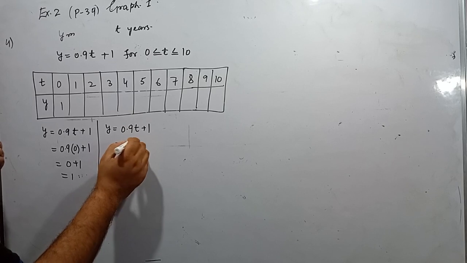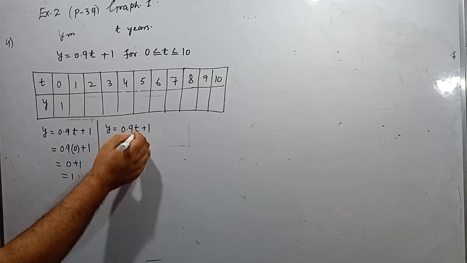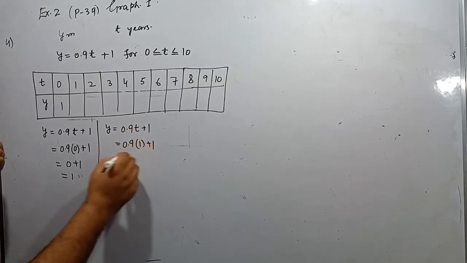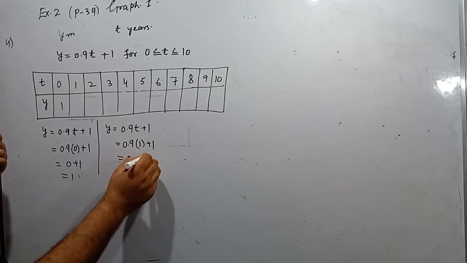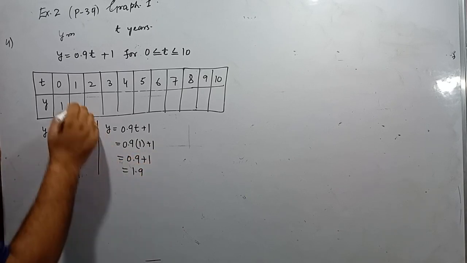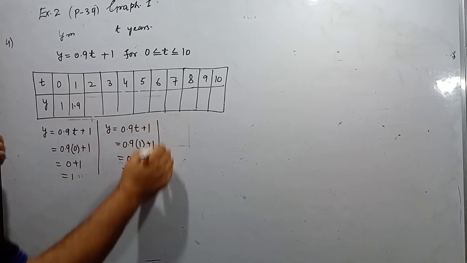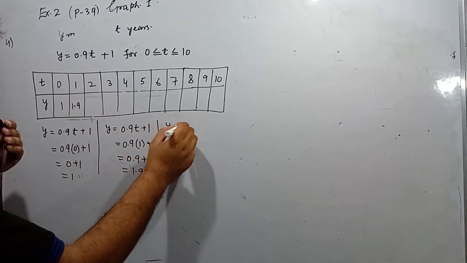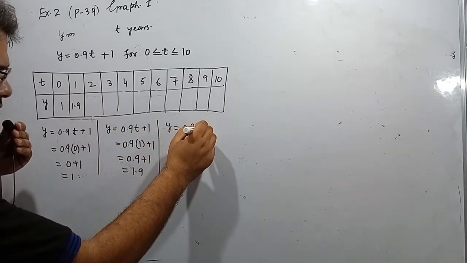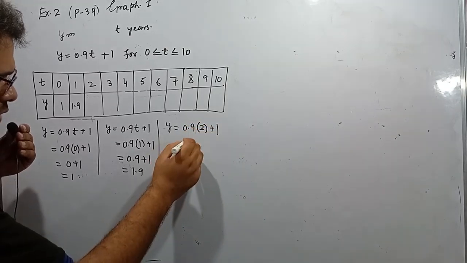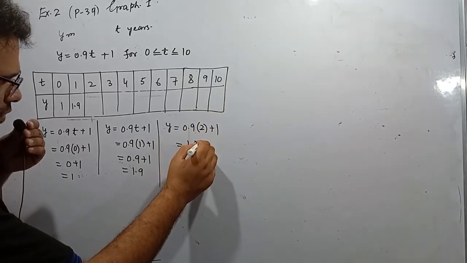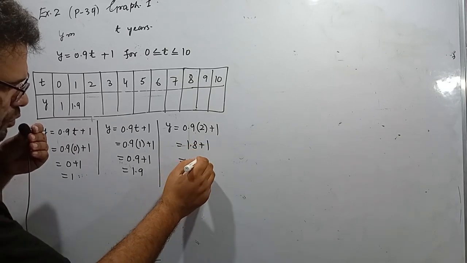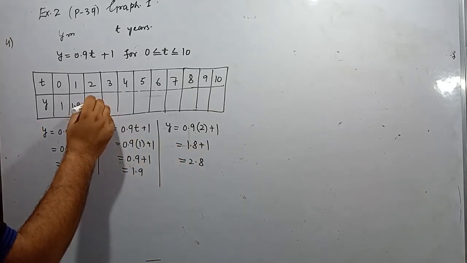Here I will do the substitution again. Here the value of t, I will take 1 plus 1. I will get 0.9 plus 1, that is 1.9. So here it's 1.9. Now I will place the 2. Y is equal to 0.9, directly I will write here 2 plus 1. 2 nines are 18. It's 1.8 plus 1, that is 2.8. So here I will write 2.8.